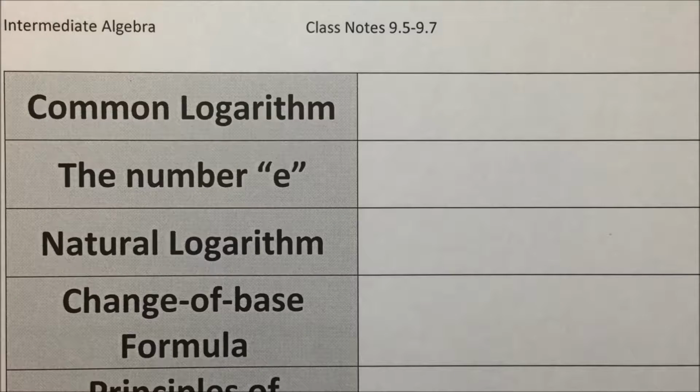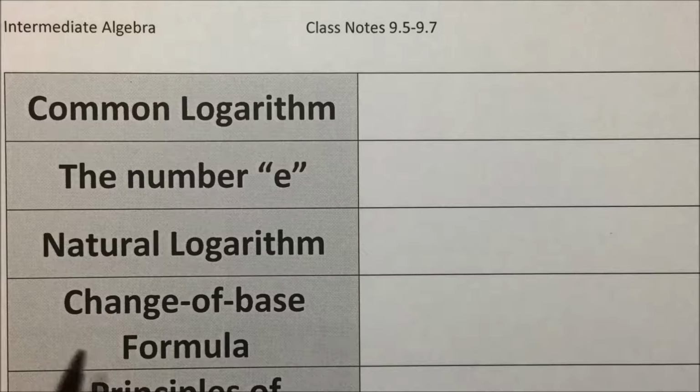Intermediate Algebra, Section 9.5, Changing Logarithmic Bases. Most calculators can find both common logarithms and natural logarithms. To find a logarithm with some other base, a conversion formula is often needed. And here's the formula for the change of a base.